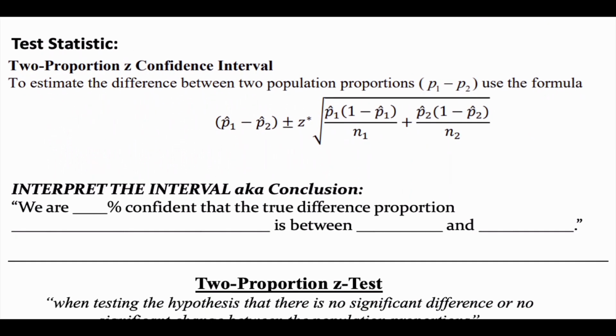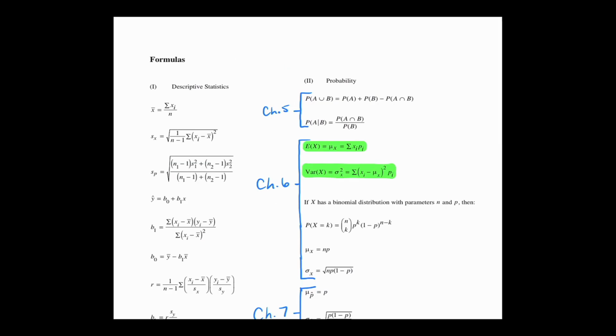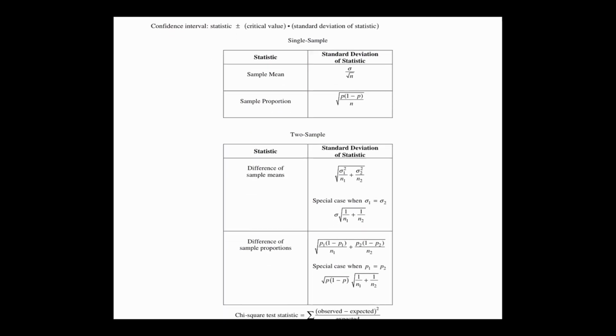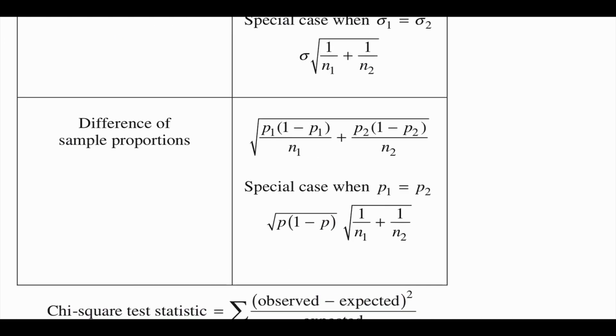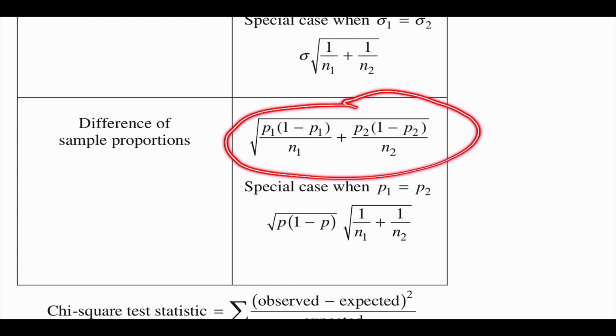Okay, so here we go. Here's our test statistic. It looks ugly. To some extent, it is ugly, but it's not as bad as you think. Here is our formula sheet. If you go to the back of the formula sheet, to the two-sample section, we have means on top and sample proportions on the bottom. This guy right here is by far the ugly stuff. I'll admit that's ugly, but you do not have to memorize it.